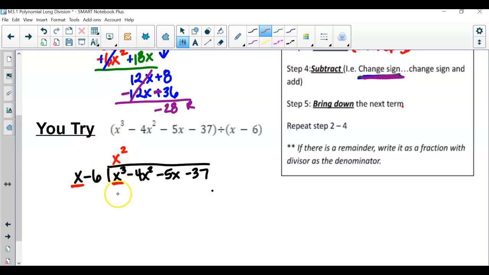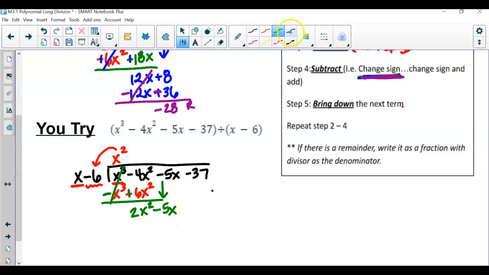So I know when I multiply, you have x cubed, but don't forget to also multiply to the negative 6. So that is negative 6x squared. Then subtract or change the sign. So subtraction, but now addition. That's going to give me 0, but negative 4 plus 6, now 2x squared. Then bring down negative 5x.